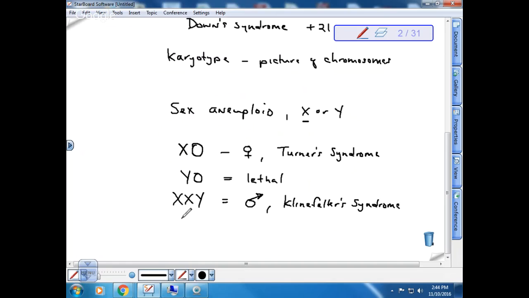Okay, so we could also have XYY. Okay, so that would obviously be a male, right? And this is what is referred to as Jacob's. I don't know if it's called syndrome. Jacob's genotype. It's not called syndrome because it actually is not that dramatic of an effect on the phenotype.